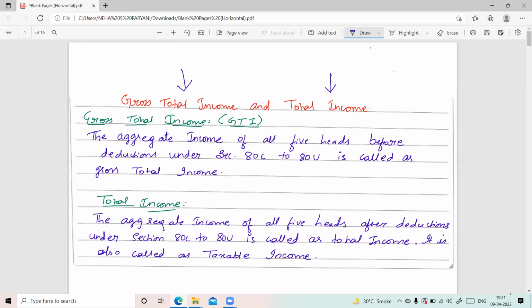It says the aggregate income of all five heads before deductions. In the previous class itself, we discussed the five heads of income, right? So the total of all those five heads before deductions will be called gross total income. I'll explain it to you.